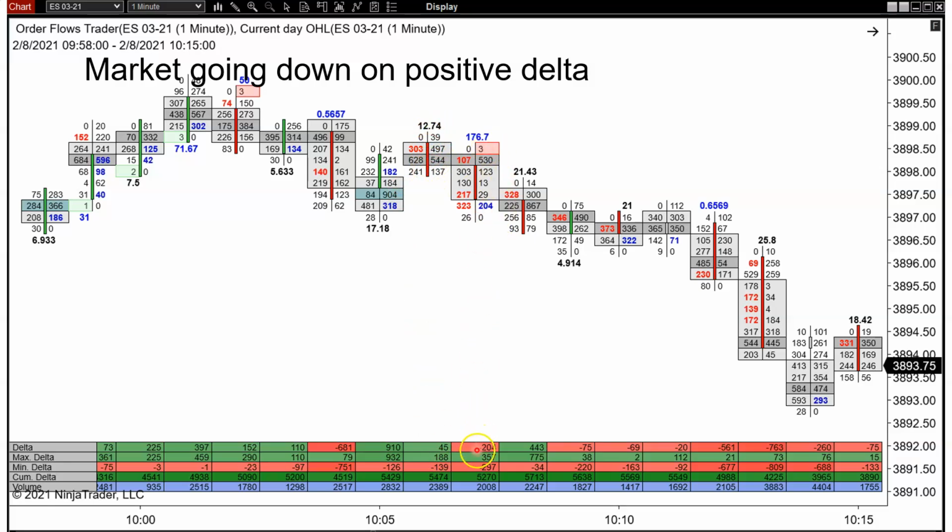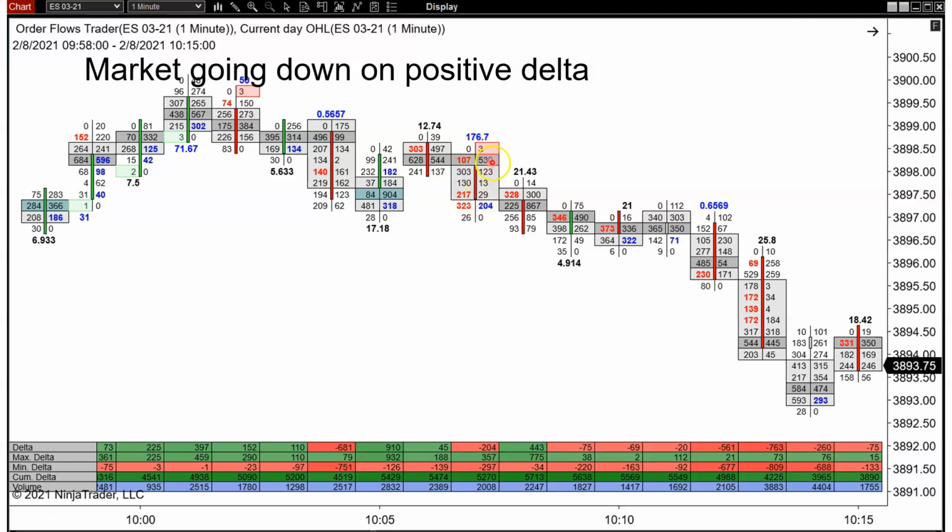Then you've got the negative delta 204, positive delta of 443. What's happening is as you start coming down, there's people offering it out here. Now in this bar, you can see the 530 against 303. You don't have a positive delta in this bar because once you hit that level up here, it attracted more sellers to come in and start hitting all these bids.